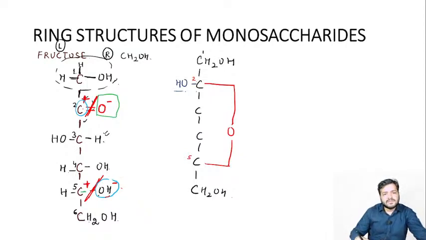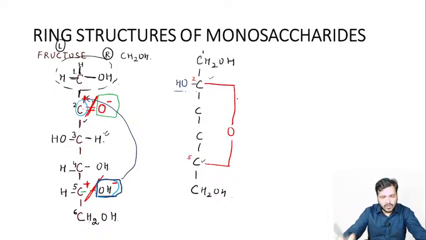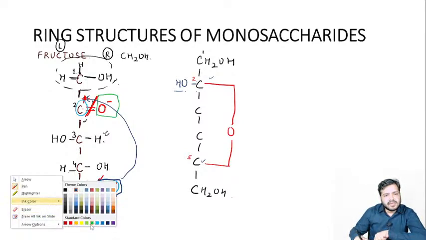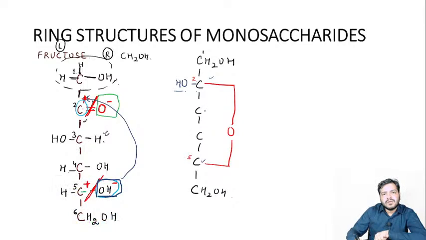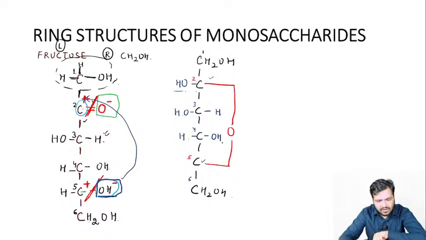So you can very well see that this OH has just moved up with this carbon, and this oxygen has formed single bonds with the second and the fifth carbon. Rest all remains the same. So over here on the third carbon, H comes on this side, OH will come on this side. On the fourth carbon OH is on this side, H will be on this side. Everything remains the same, just as in the structure of glucose.